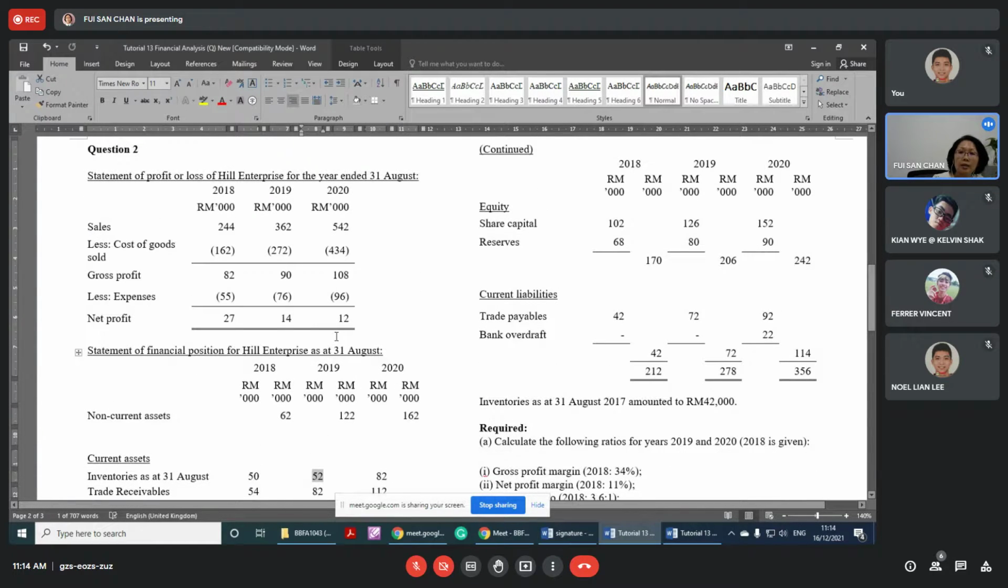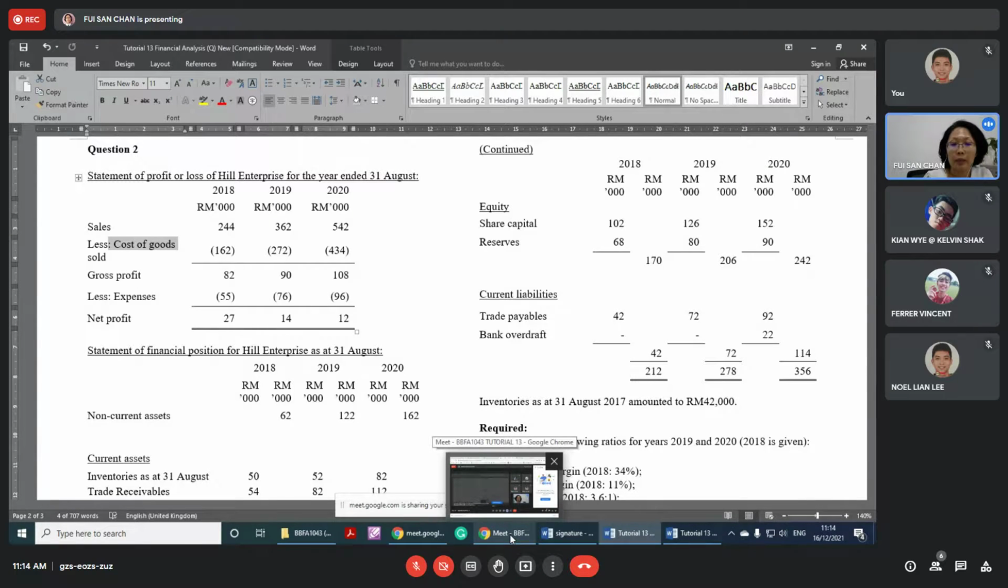Now, you know why I say, for example, if you look at question 2, if the question does not give you 2018, let's say no 2018, only 2019 and 2020, and you look at the SOPL, it only puts cost of goods sold. So how do you actually find the opening?